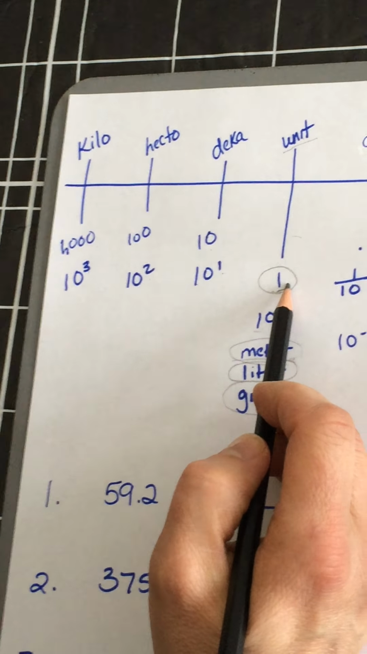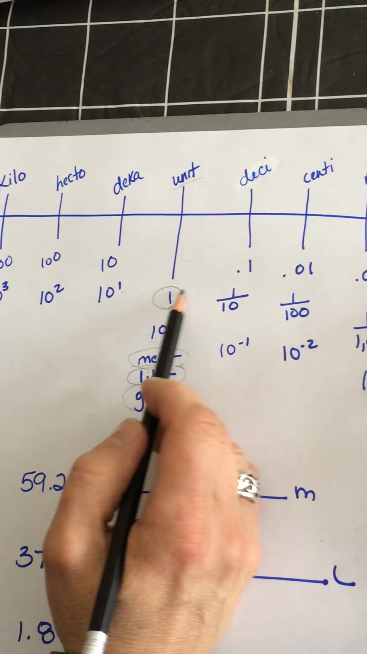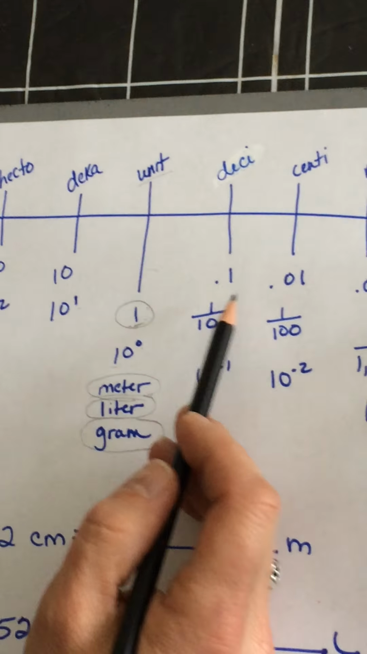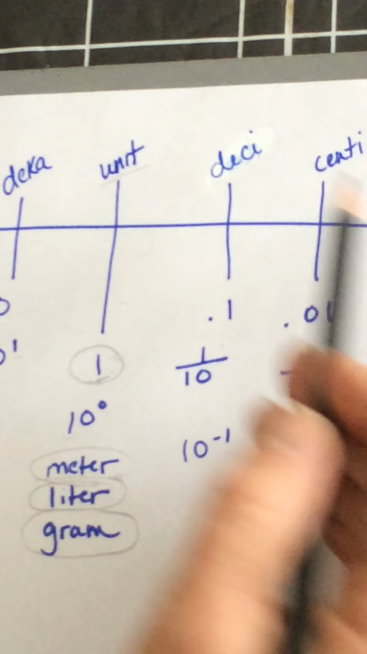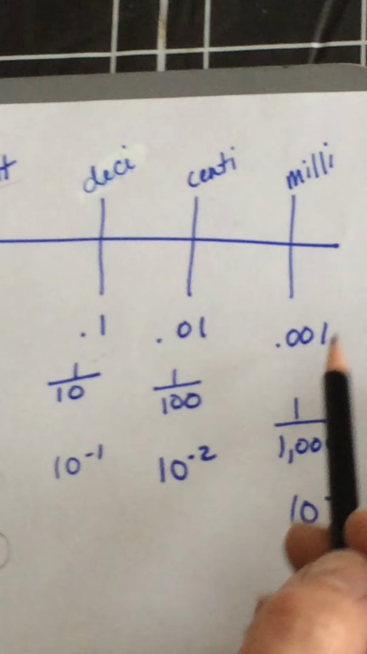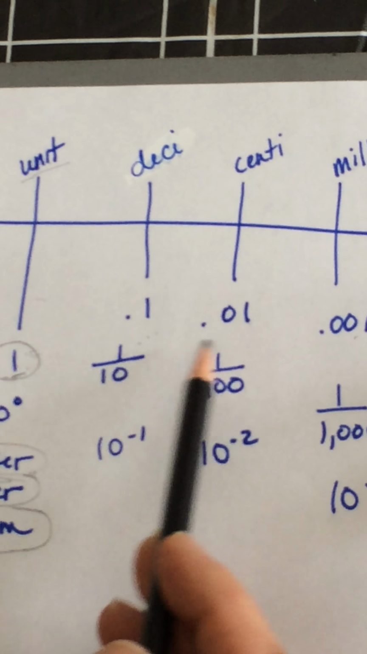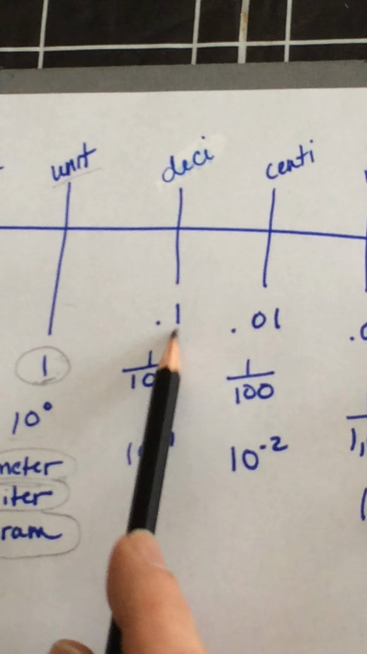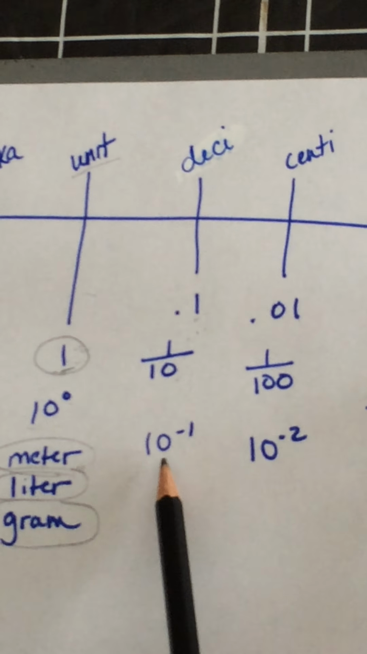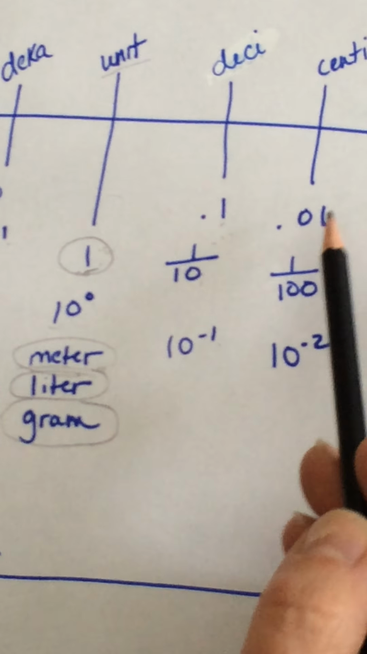Okay, going back to our base unit, we go below. Now we're going into our decimals. Okay, so we have 1/10 of our unit, which is deci, 1/100th centi, 1/1000 milli. Okay, and these are represented in decimals, and you can write them in fraction form. This is 1/10 in fraction form, and then in exponential form, which is 10 to the negative 1.